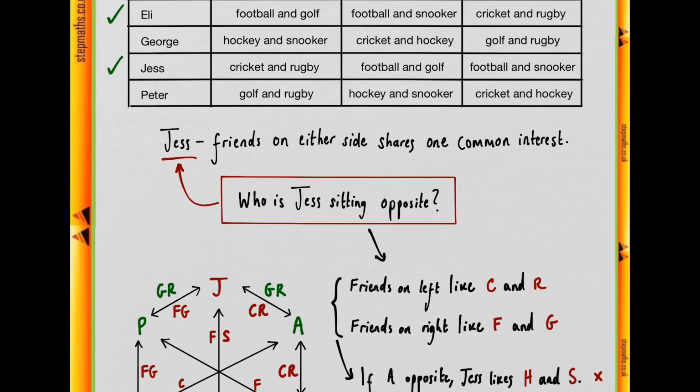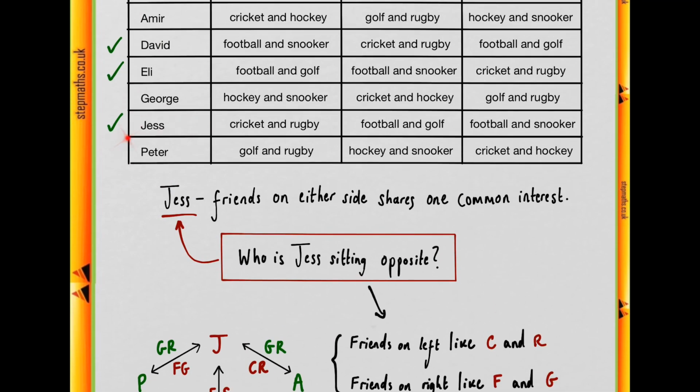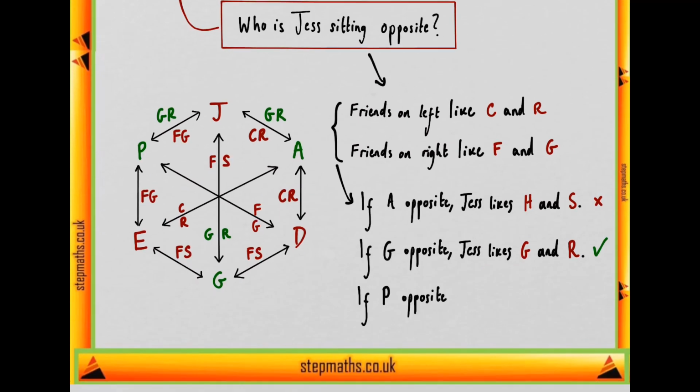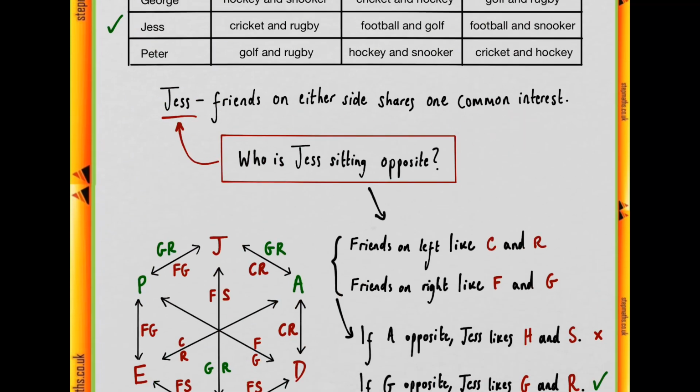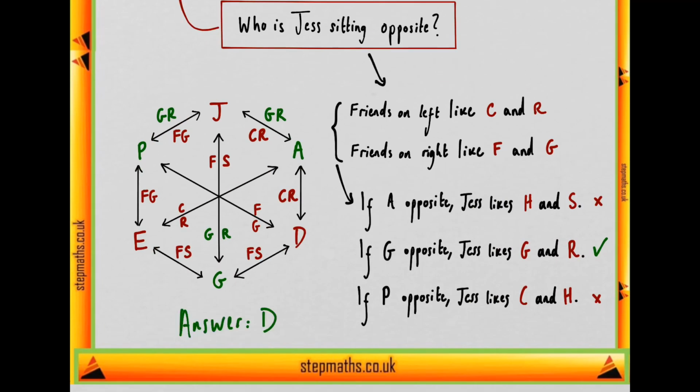Let's assess our final option, i.e. could it be possible that Peter's opposite Jess? Well, if Peter's opposite, then Jess would have to like cricket and hockey. Well, Jess could like cricket out of C and R, but she has to like either football or golf as her second interest, therefore this is not viable. So we have our answer that George is opposite, and that's the only viable possibility given this piece of information. Therefore our answer is D.